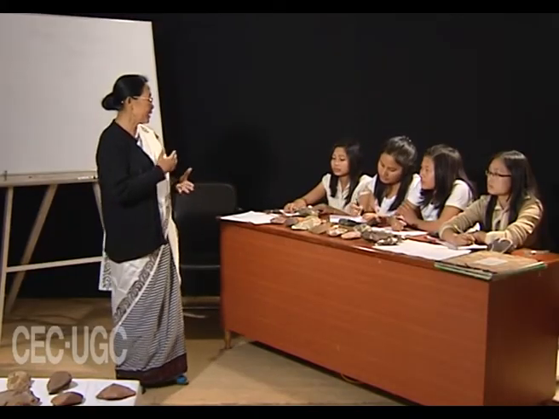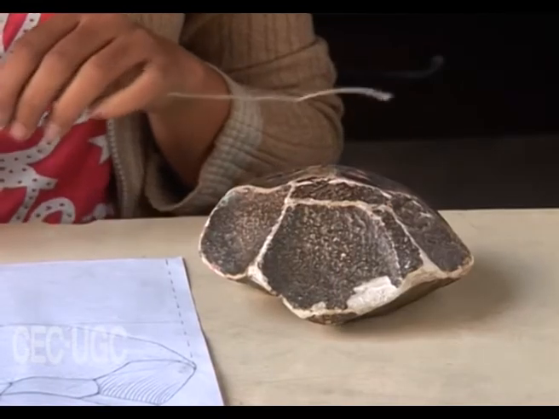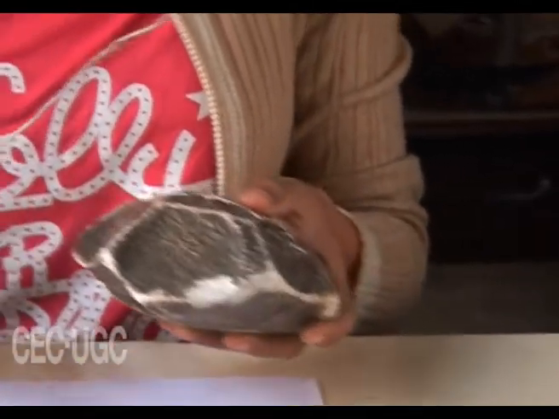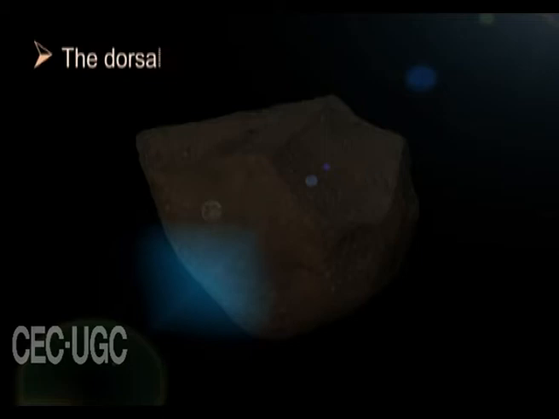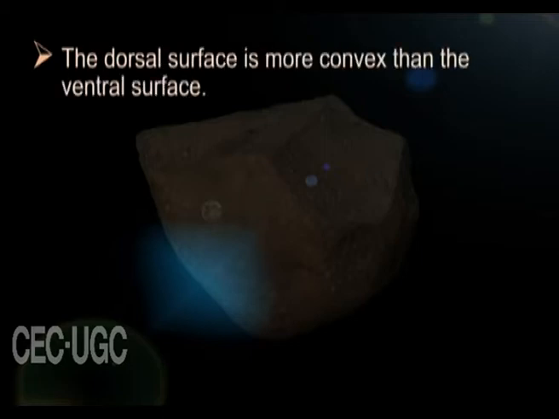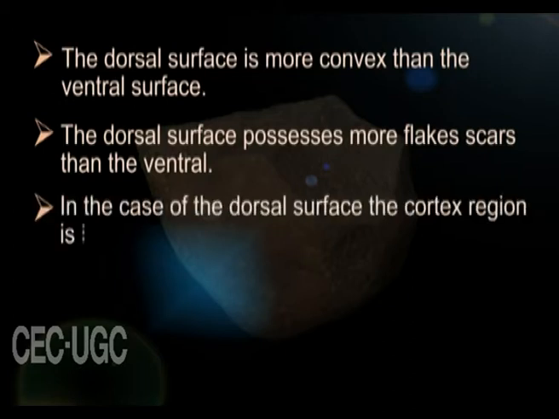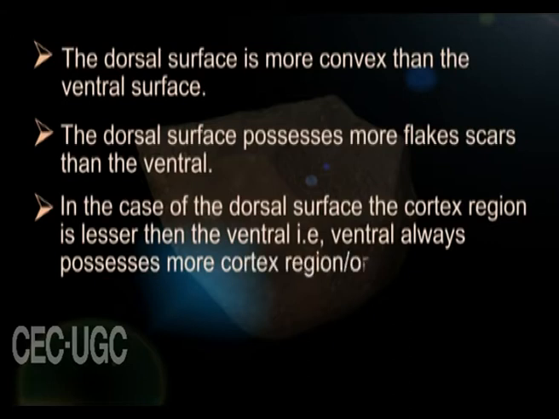Here, one more important thing for the student is the identification of dorsal and ventral surfaces. We identify the dorsal surface by the following points. Number A, the dorsal surface is more convex than the ventral surface. Number B, the dorsal surface possesses more flake curves than the ventral. And number C, in the case of the dorsal surface, the cortex region is lesser than the ventral, that is, the ventral always possesses more cortex region or original pebble surface.